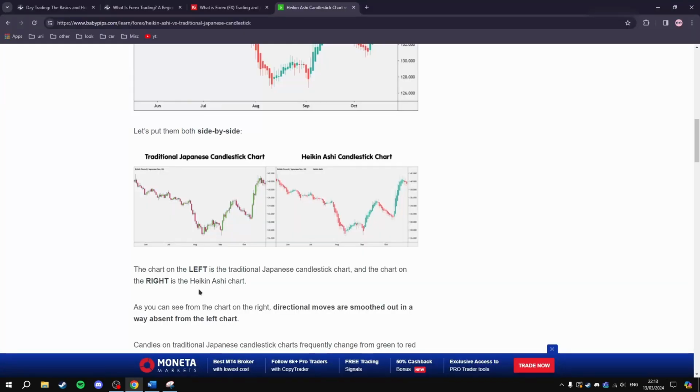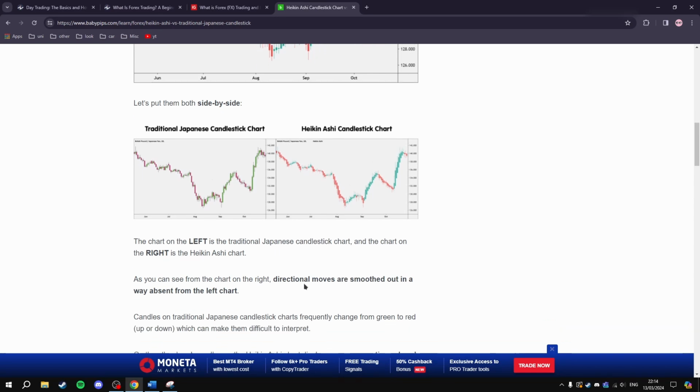The chart on the left is a traditional Japanese candlestick chart, and the chart on the right is a Heikin Ashi chart. As you can see from the chart on the right, the Heikin Ashi chart, directional moves are smoothed out in a way absent from the left chart. Yep.